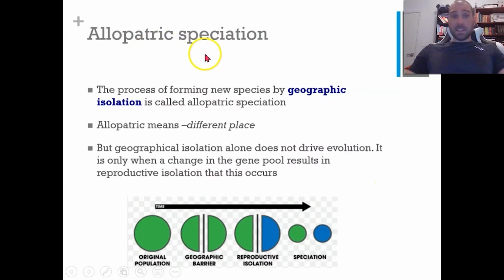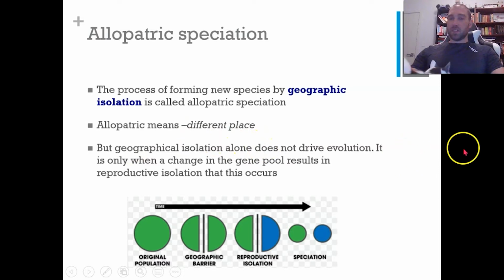Let's talk about allopatric speciation. The process of forming a new species by geographic isolation is called allopatric speciation. Allopatric means different place. Geographical isolation alone can't drive evolution. There needs to be enough time for conditions to change on either side of the geographical barrier, and that leads to different selection pressures being present on either side of the geographical barrier, which will eventually lead to selective pressures acting on the genes present in the population to the point where the gene pool changes enough so that reproductive isolation occurs. Here we have our original population, we have a geographic barrier. So what could be a geographic barrier that pops up?